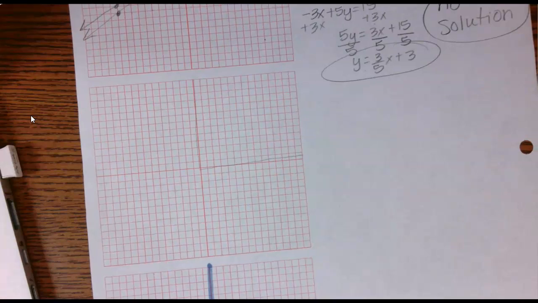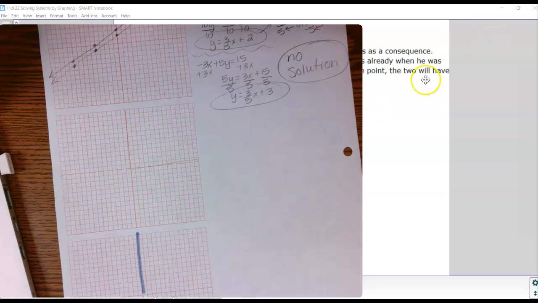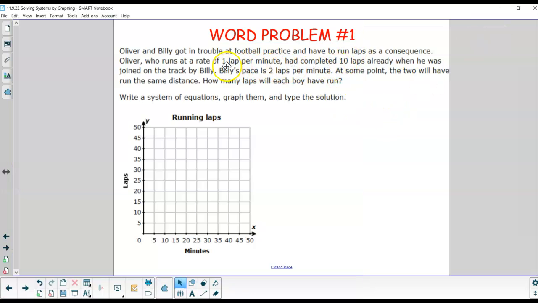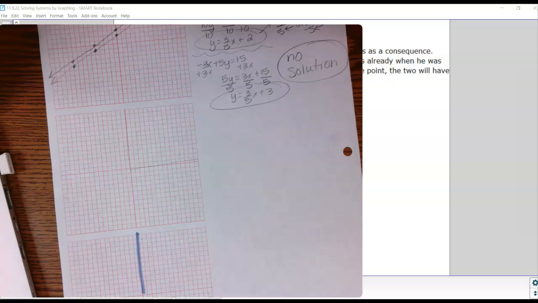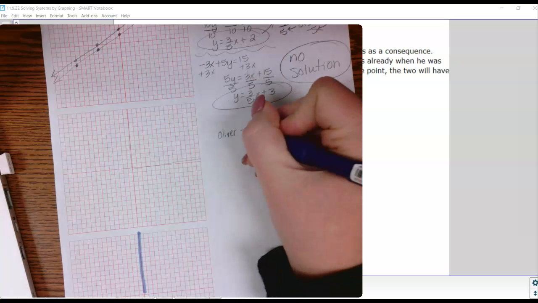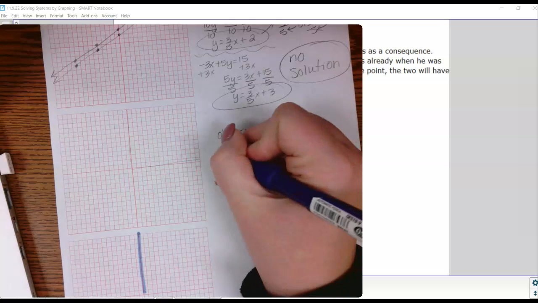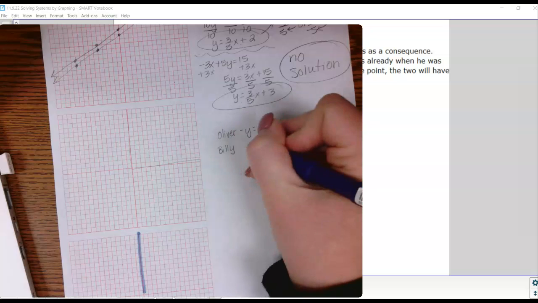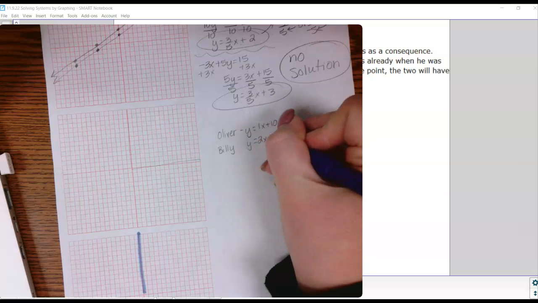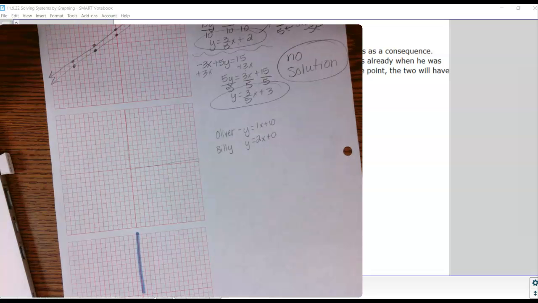So if we go back to the problem, it said Oliver ran at a pace of what? 1 lap per minute, and he had completed 10 laps. So the equation for Oliver is going to be y equals 1x plus 10. For Billy, his rate was 2 laps per minute, so that's going to be 2x, and then it said he just started, so he didn't have any laps already, so it's going to be 2x plus 0.